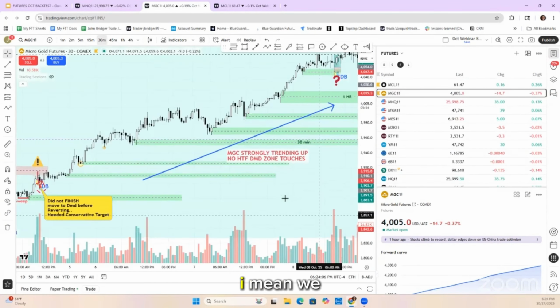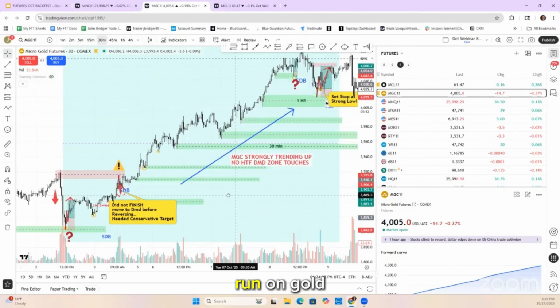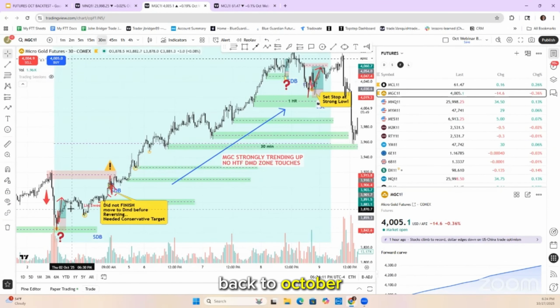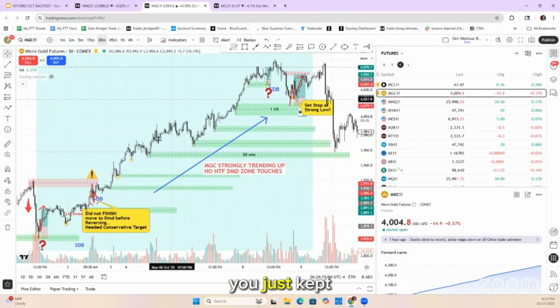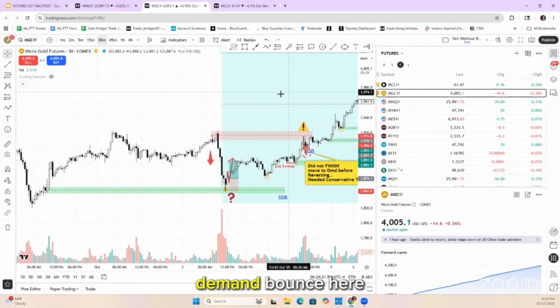Kind of same thing here. I mean, we had this huge bullish run on gold, right? This is going back to October 2nd. And you just never got any touches of these demand zones. I mean, it just kept ripping. You did have one supply and demand bounce here.